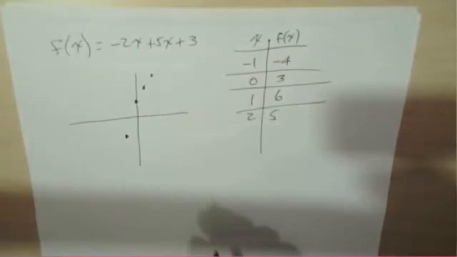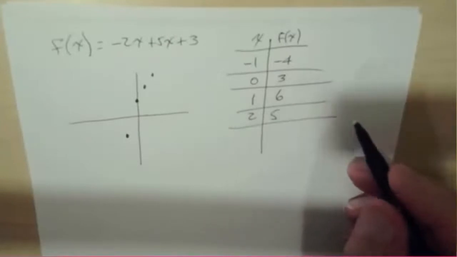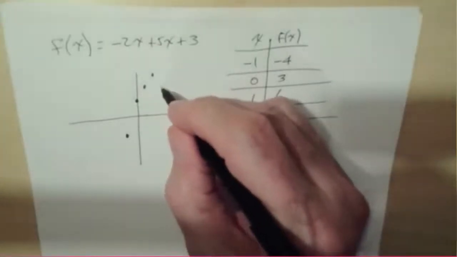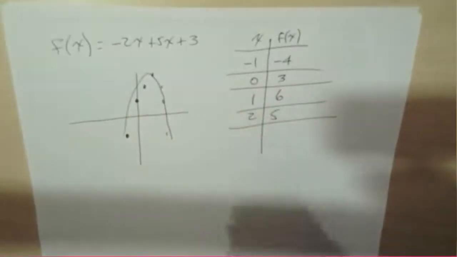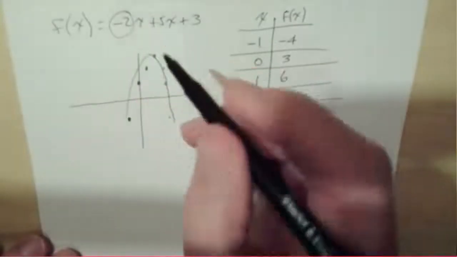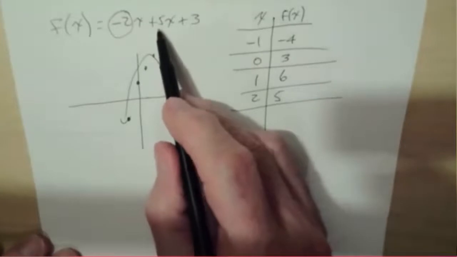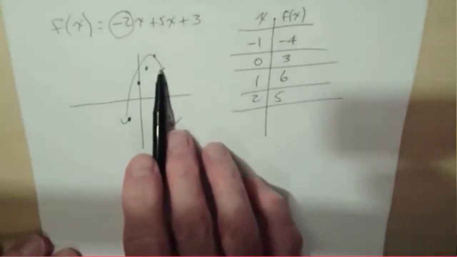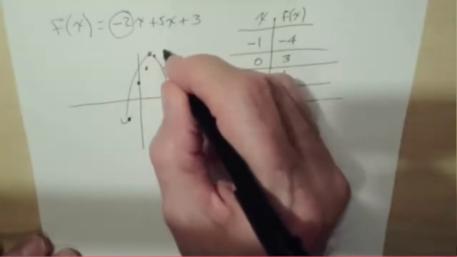We should have done some larger numbers here, but I got tired and it was time for my nap. But believe me, it's going to look kind of like this. Okay? Because this is negative, it opens downward. Plus 5 means it's going to shift to the right. And this is the vertex.